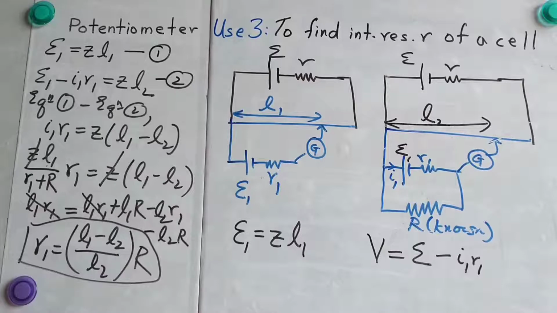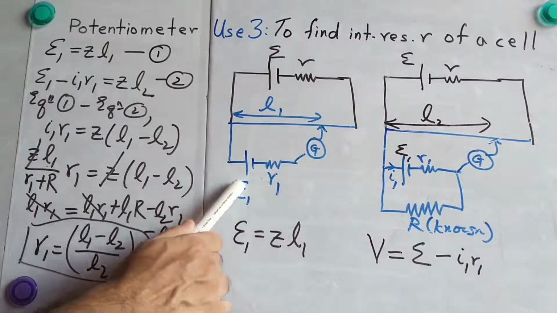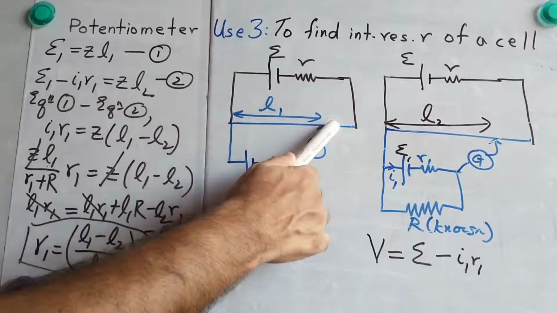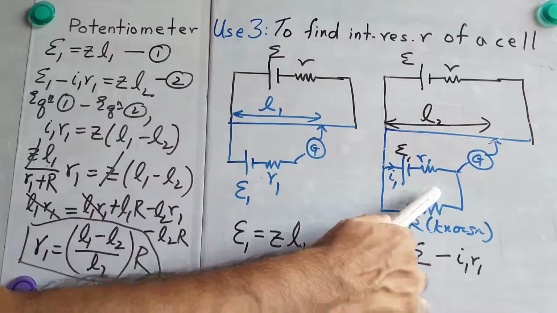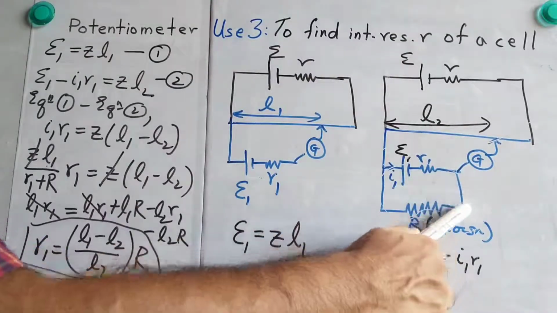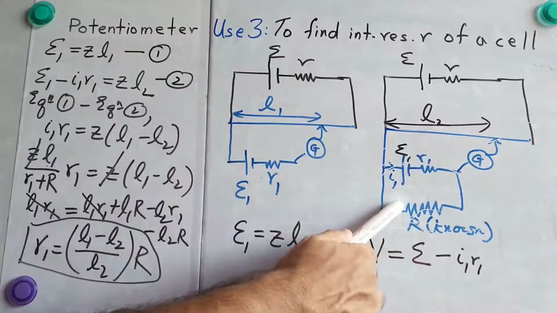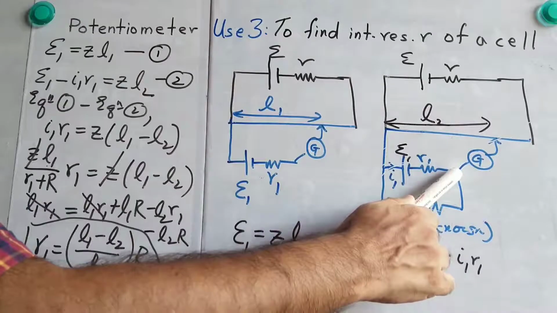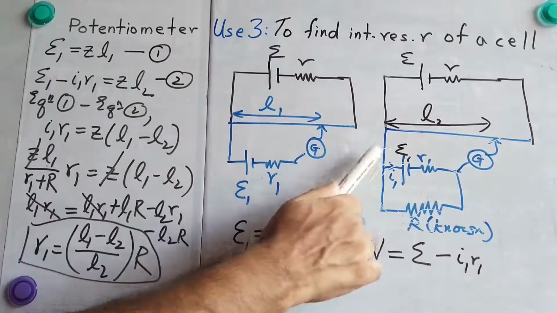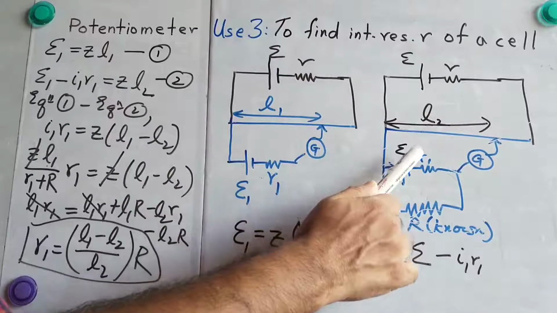Potentiometer gives us the exact value of voltage. So that is the advantage of this equipment because it does not disturb the original circuit. So here first E1 was connected, we found the balance length, the E1 became Z into L1. Then once we connect an external resistance here, current flows through this circuit. And then the potential difference across the cell is equal to the terminal voltage. Terminal voltage is given by E1 minus I1 R1.